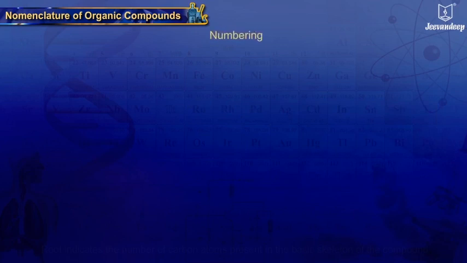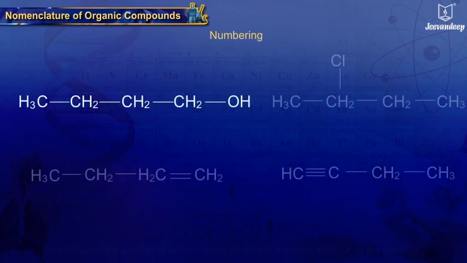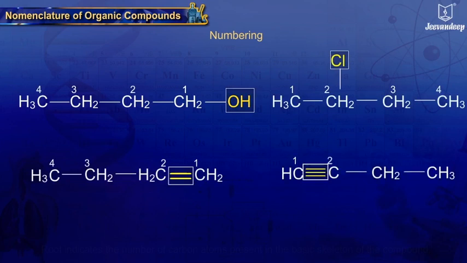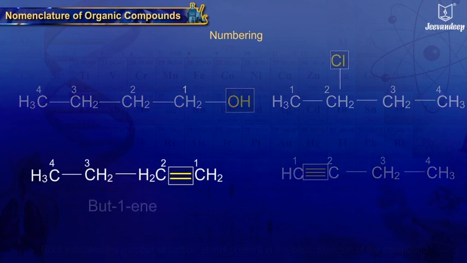Numbering. The numbering of carbon atoms in the chain is done in such a way that the first carbon is nearest to the functional group or branching or double or triple bond. The position of unsaturation and functional group is indicated along with the suffixes.